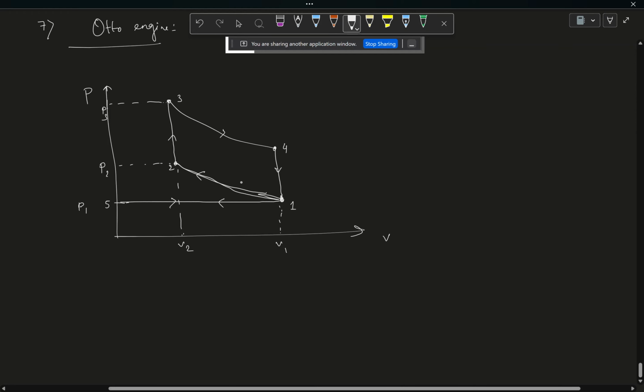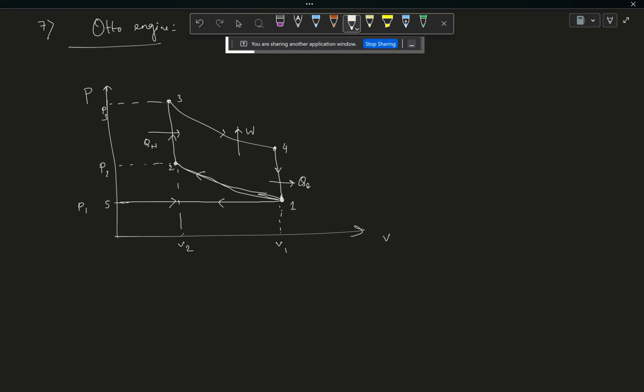This is V2, V1. So here the heat is being absorbed in this part, that is QH, then getting converted into work on this 3-4 process, and the remaining heat is again being released to the cold body as QC on this 4-1 part. Okay. So here the intake stroke is the 5-1 isobaric process. So 5-1 is the intake stroke, which is isobaric, where the pressure is constant. So as per the question here, because it is isobaric, the pressure is constant at 1 atmosphere, right?